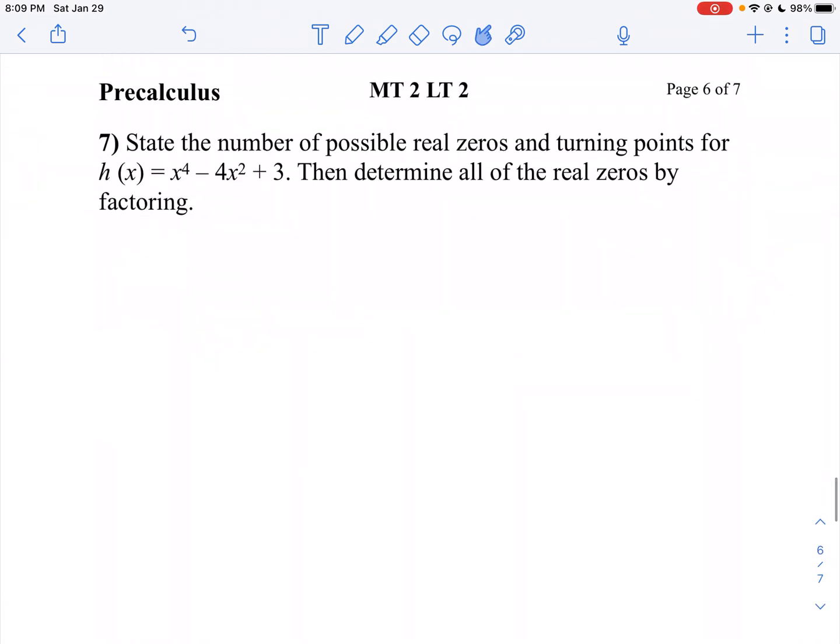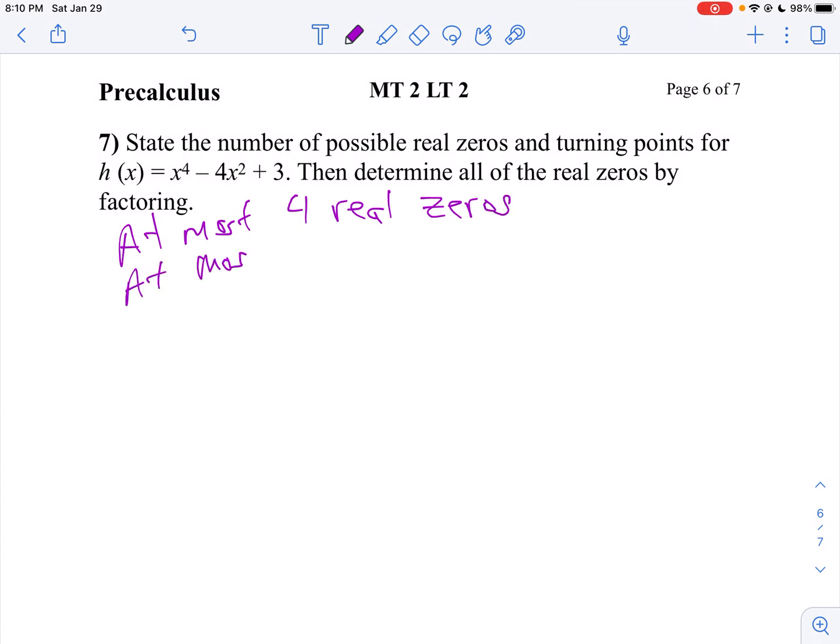So here I want to state the number of possible real zeros and turning points for my function. Then I want to determine all the zeros by factoring. So first off, I know I'm going to have at most 4 real zeros. I'm going to have at most 3 turning points.